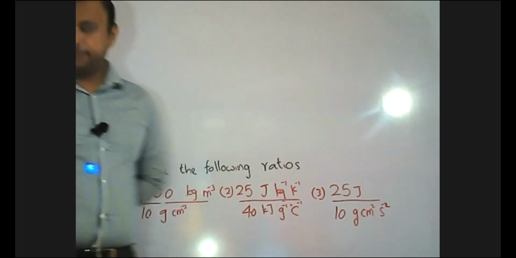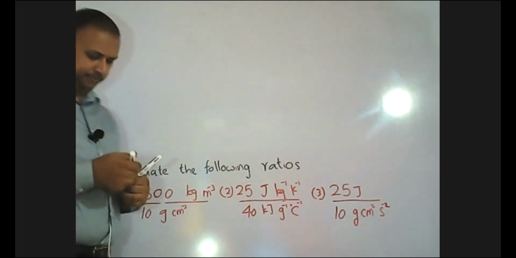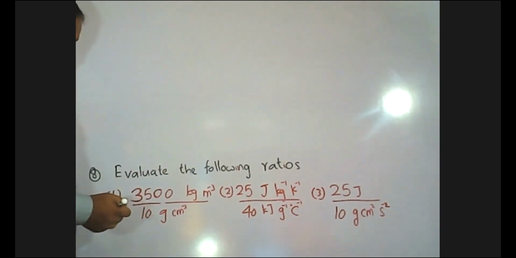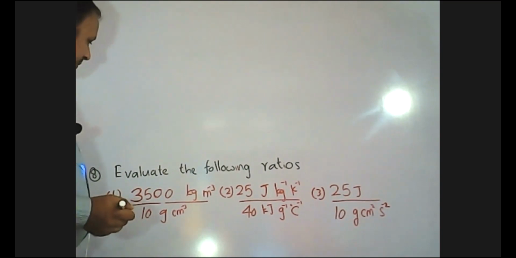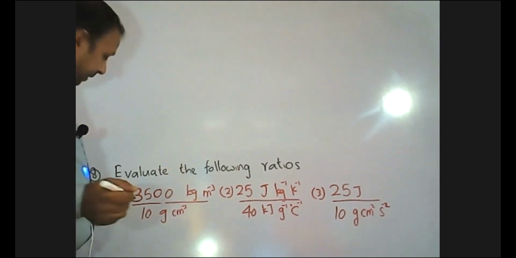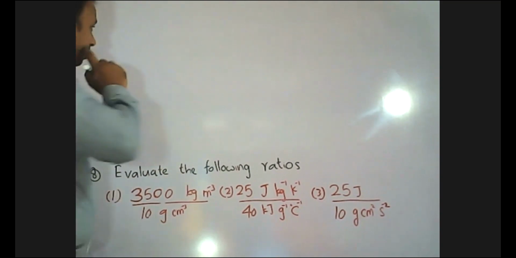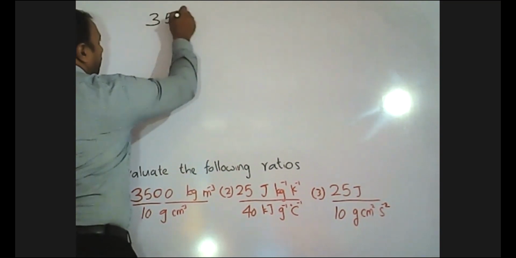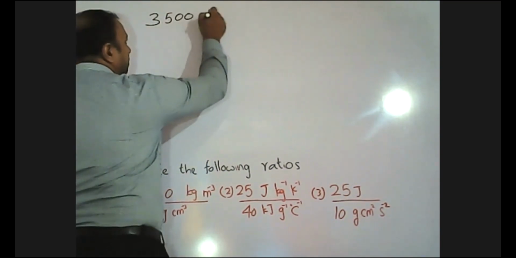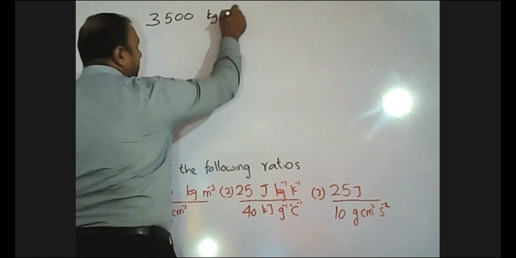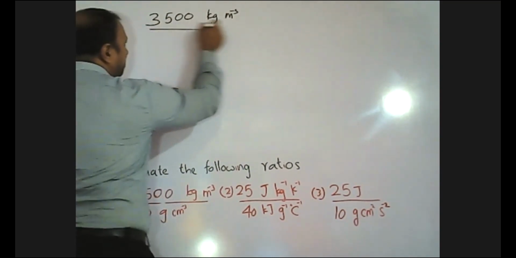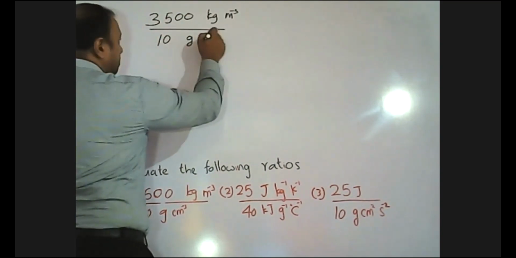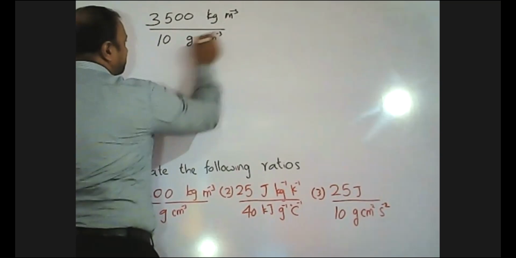Okay, shall we discuss? First one. 3,500 kilogram per cubic meter over 10 gram per cubic centimeter.